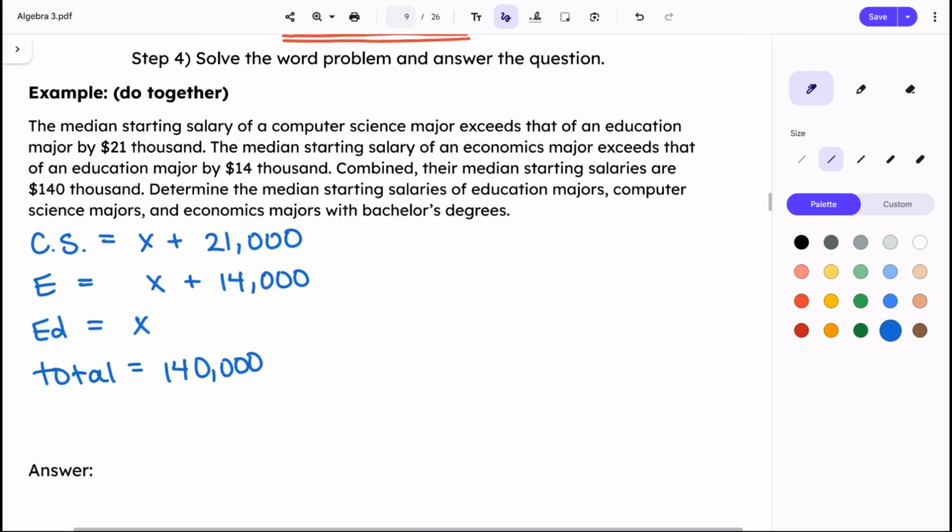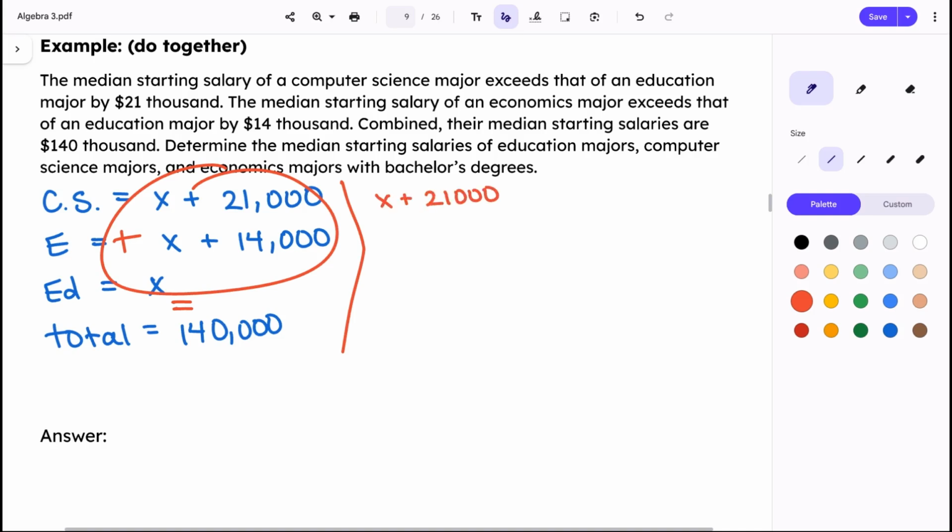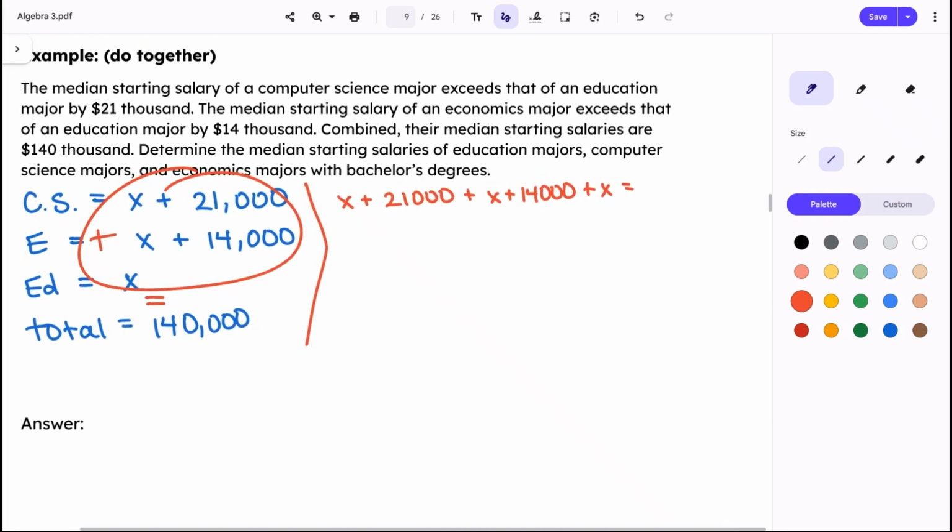What I'm trying to solve for is how much each major earns as its median salary. To do this, I need to figure out what X is, because once I know how much the education majors are making, I'm just going to add those other amounts to it to figure out what computer science and economics get. So I'm going to add these three up and set it equal to that total. So X plus 21,000 plus X plus 14,000 plus X equals 140,000.